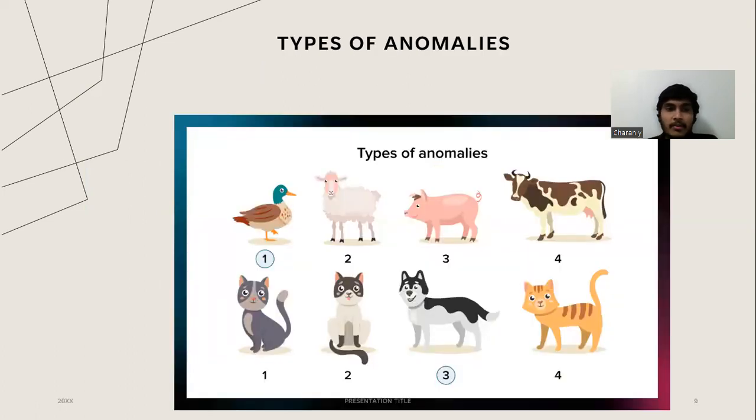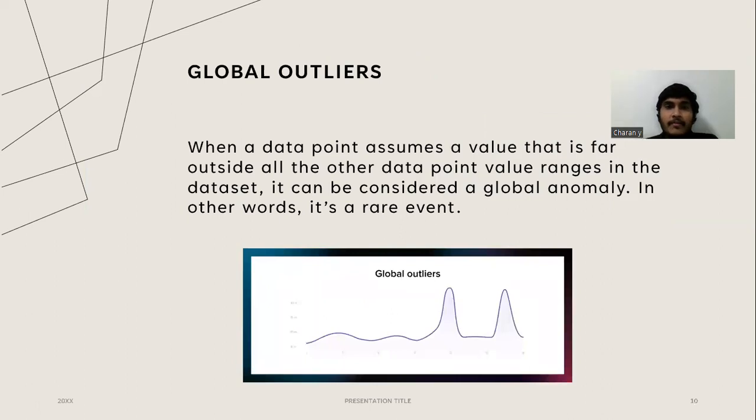Types of anomalies. So we have three types of anomalies: global outliers. When a data point assumes a value that is far outside all other data point value ranges in the data set, it can be considered a global anomaly. In other words, it's a rare event. For example, if you receive an average American salary to your bank account each month, but one day get $1 million, that could look like a global anomaly to a bank's analytical team.